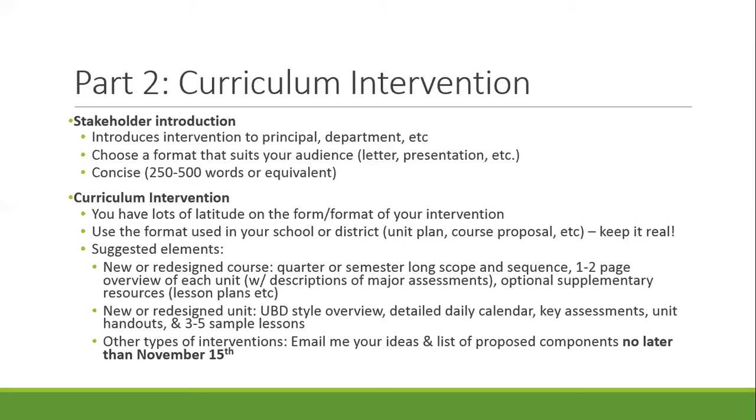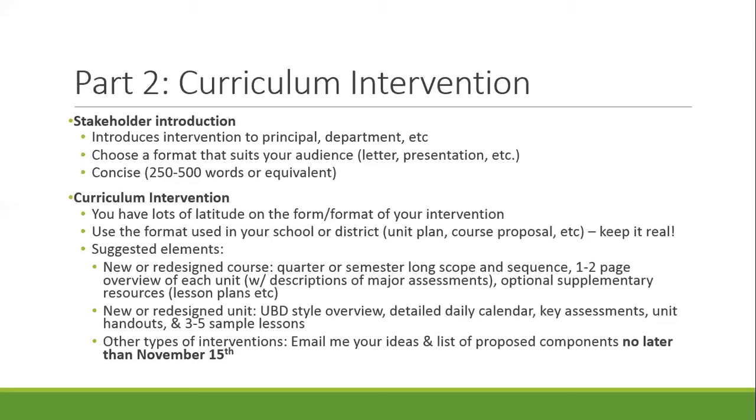Email me your ideas for what you want your intervention to look like and what those proposed components would be, as early as possible, but no later than November 15th. You're going to want to make sure that you have written agreement from me by November 15th that yes, what you're proposing meets the requirements for our assignment. That's really just to protect you so that you don't go through the second half of our course, from November 15th through December 12th, working on something that doesn't actually fit the expectations for this assignment.